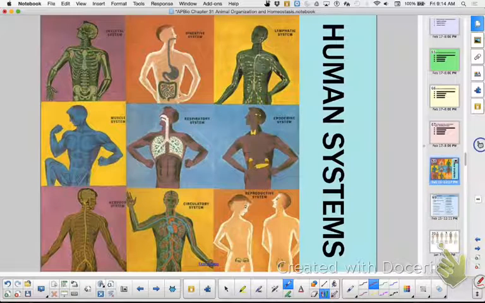Okay, so once we have our tissues, from our tissues we can build organs, and then organs build systems. So here are some of the systems here.